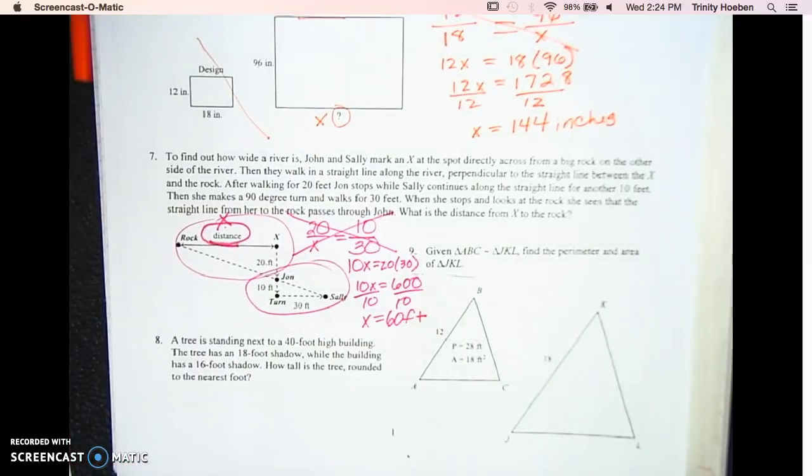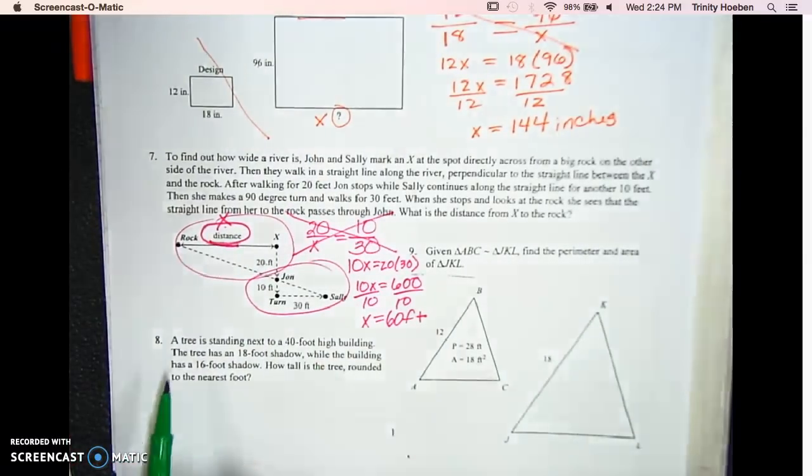Number 8 says a tree is standing next to a 40-foot high building. The tree has an 18-foot shadow, while the building has a 16-foot shadow. How tall is the tree, rounded to the nearest foot?